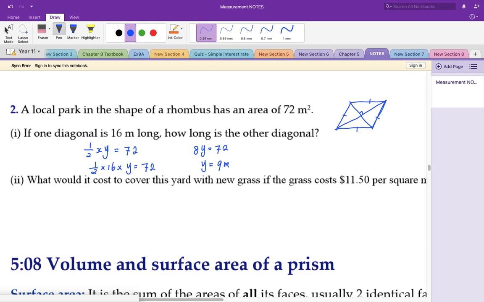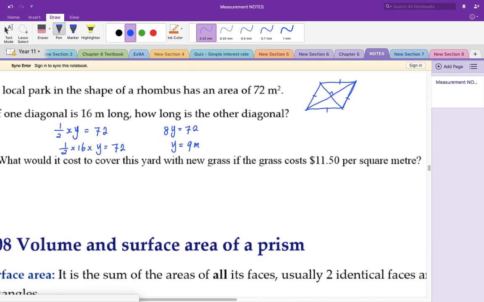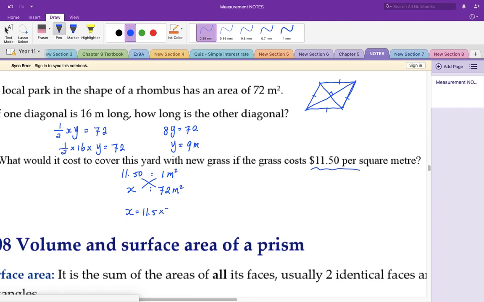And what would it cost to cover this yard with new grass if the grass costs this much per square meter? So that means 11.50 for 1 meter squared. What's the area here? The area is 72. How much do you need to pay? Right? So cross multiply. X is equal to 11.5 times 72. And that's equal to 828 meters squared. So that's the end of the explanation.